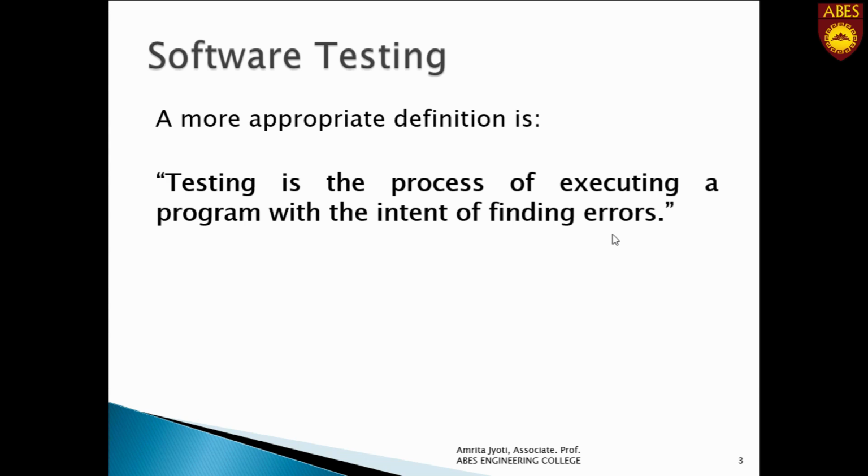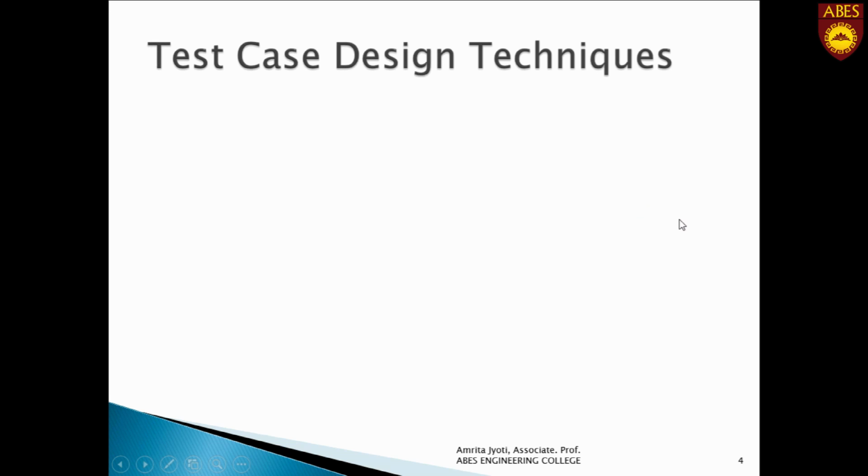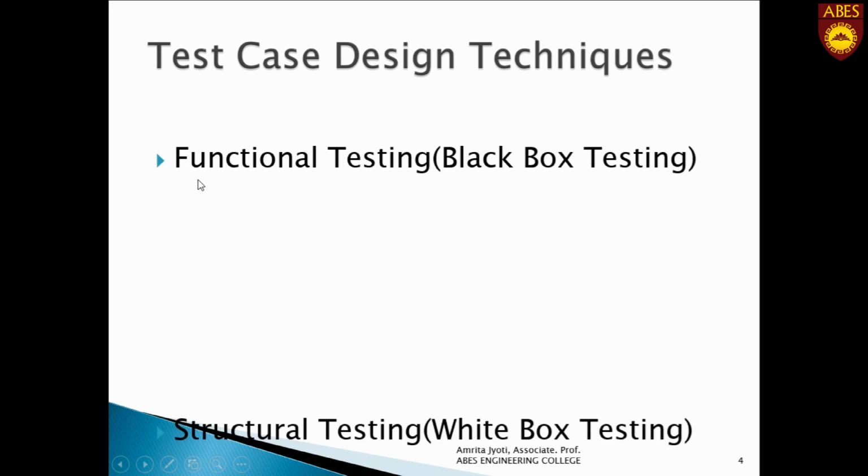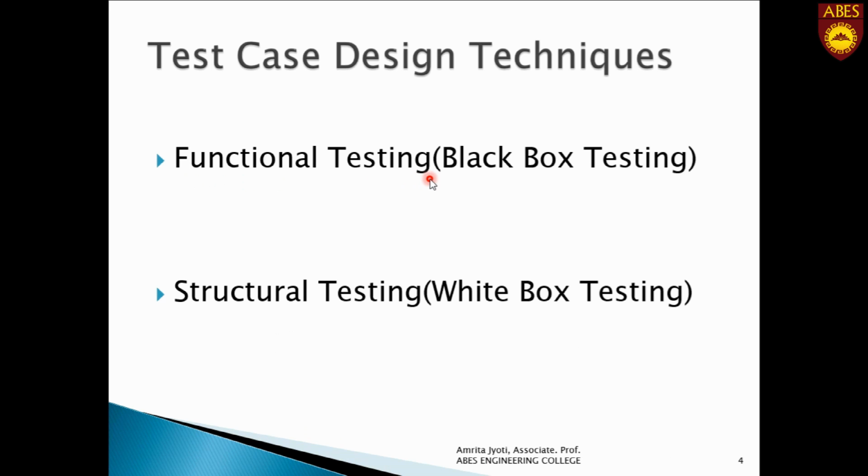Firstly, there are many definitions of software testing, but one more appropriate definition is: it is the process of executing a program with the intention of finding errors. There are different techniques of test case design. The first is functional testing. In functional testing, test cases are derived on the basis of the input and output of the programs. So there is no need for the internal structure of the program, so it is also known as black box testing. In other words, test cases are derived from the behavior of the software program, so it is also known as behavioral testing.